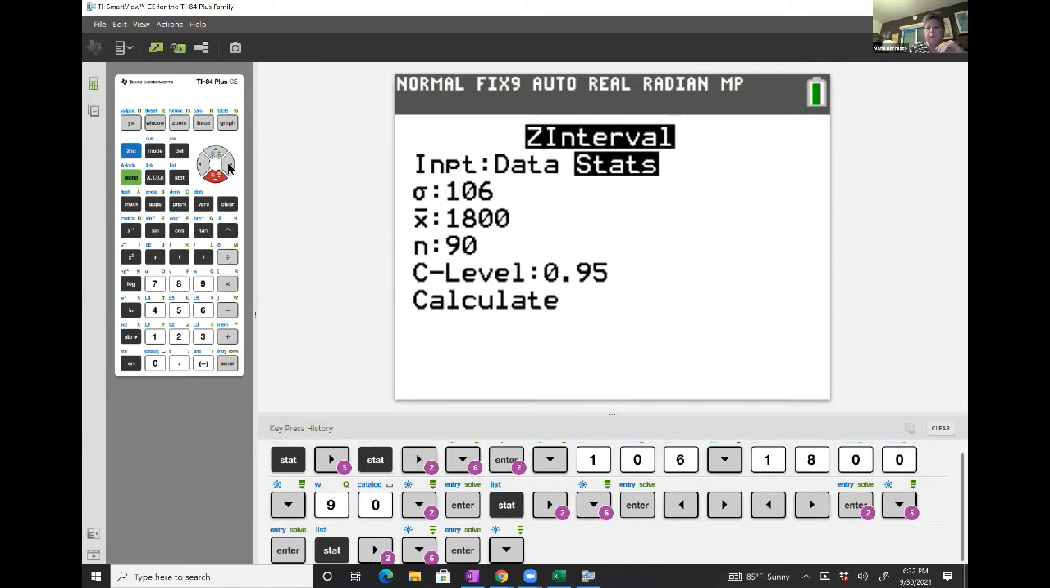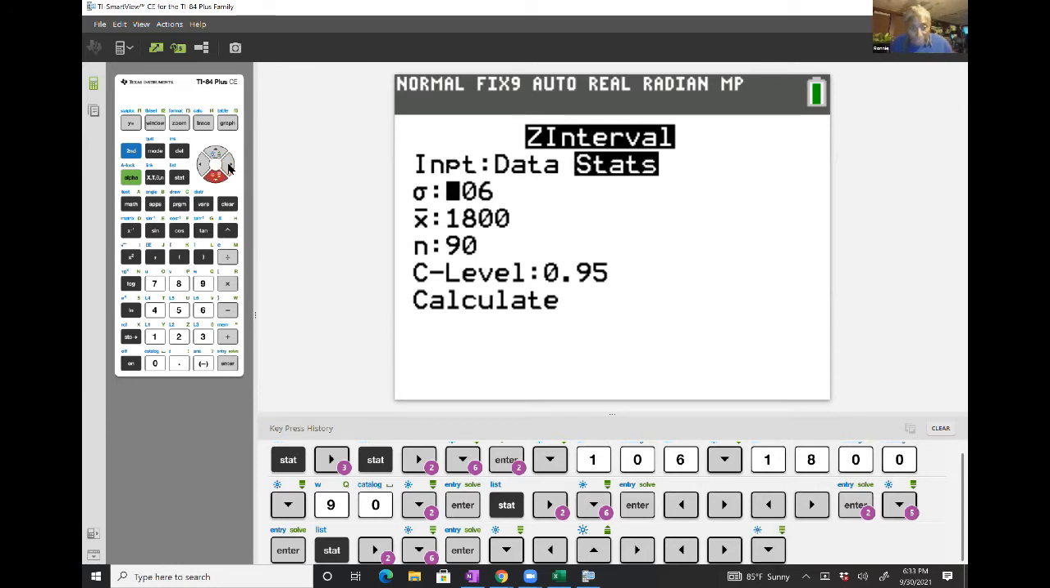Now put in your numbers. Go over to stats. Mine says L1 list. You need to move over to stats. You're in data right now, that's why it's telling you L1. See how this says data, and that's stats? I want stats.